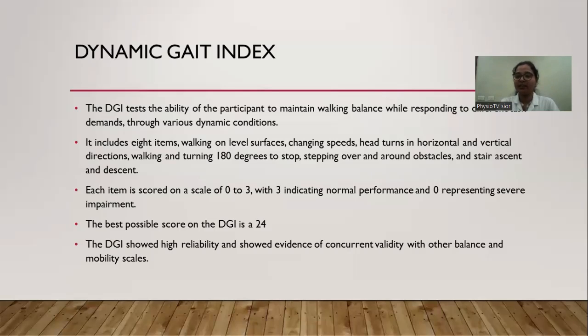Now, each item is scored on a scale of 0 to 3, where 3 indicates normal performance while 0 represents severe impairment. The best possible score is 24. According to the research, the DGI has been shown to have high reliability. Also, evidence shows good concurrent validity with other balance and mobility measures. So we saw the Berg Balance Scale with static as well as dynamic components. The DGI is also one of the scales which involves various environmental modifications and then assesses the person accordingly.